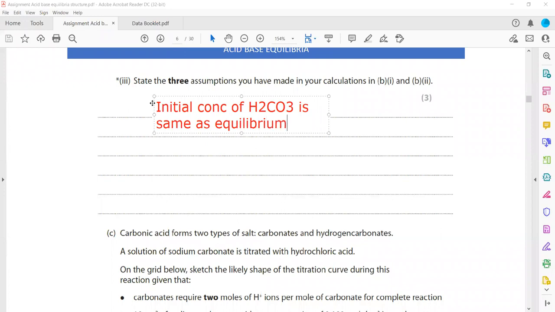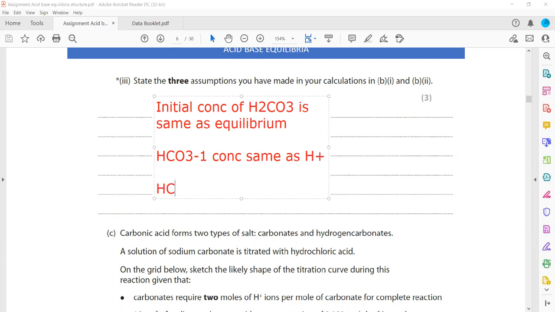The second assumption is that the HCO3- concentration is the same as the H+ concentration, or H+ is only from the acid. And the third one, we assume that this HCO3- does not dissociate further. Sir, can you explain the third one again?